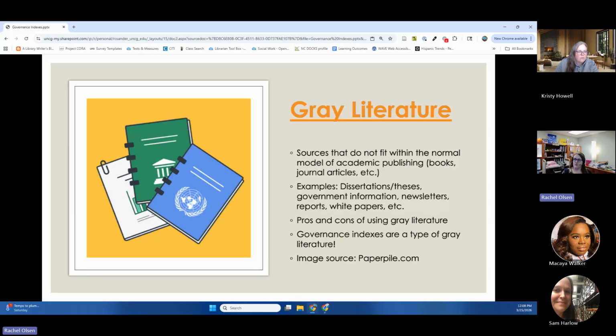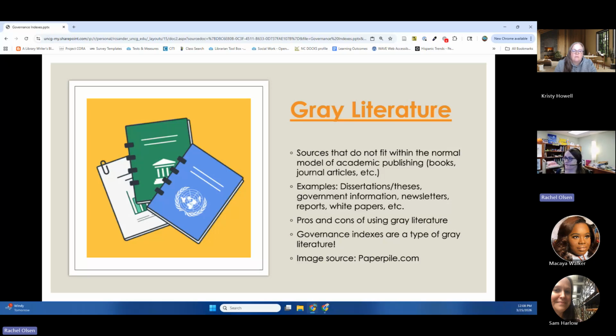Some cons, I think that there are people out there who really, really love the peer review model and the peer review process. It is considered the gold standard in academia, for better or worse. I have lots of thoughts and feelings about it and its pitfalls. We could do a whole session on that, but that's not why we're here. So there are definitely pros and cons to using gray literature.